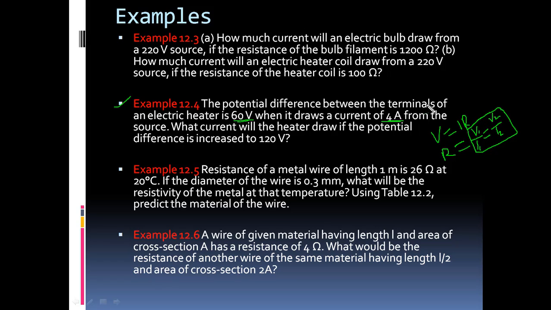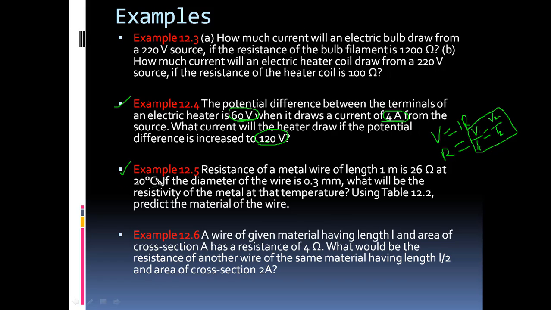So here it is given that this is V1, this is I1, V1 by I1. Now this is V2. What is the value of I2? So in place of V1 you put 60, in place of I1 you put 4, in place of V2 you put 120 and calculate the value of I2. Okay, now I think you will be able to solve this question.